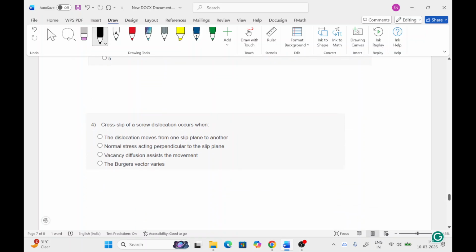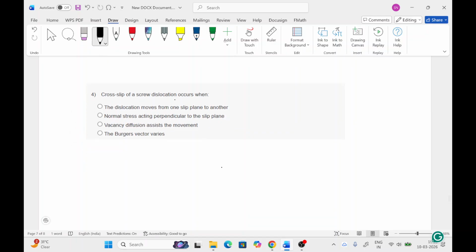Next question is the cross slip of a screw dislocation occurs. So the cross slip of a dislocation requires dislocation motion from one slip plane to another. Second option is saying that normal stress acts perpendicular. So this is wrong. Vacancy diffusion assists movement. This is wrong. The Burgers vector varies. This is also wrong. So only the first option is correct. Dislocation moves from one slip plane to another.